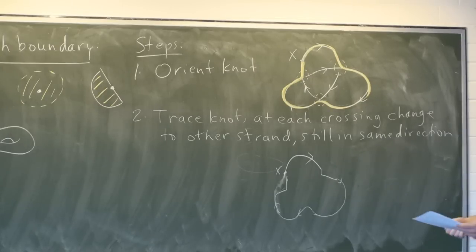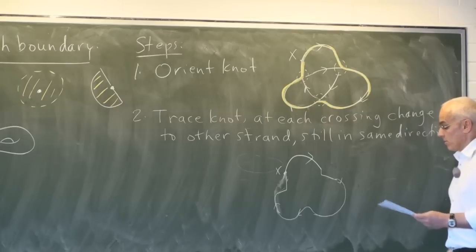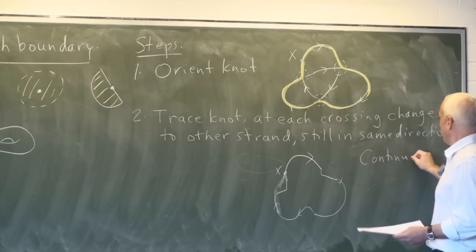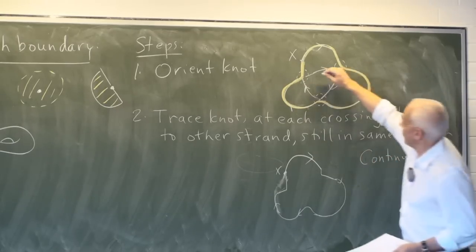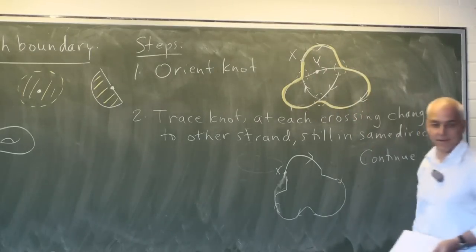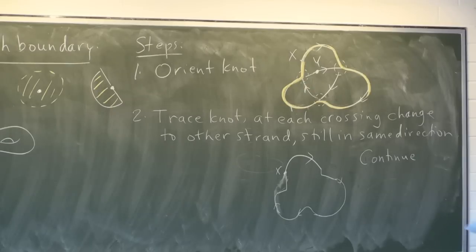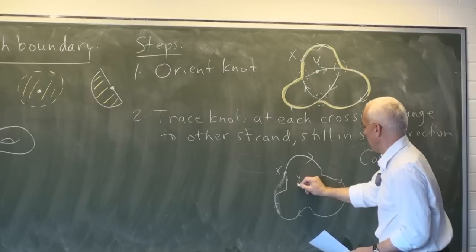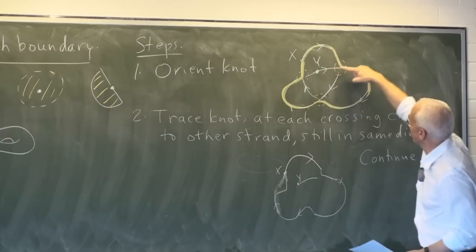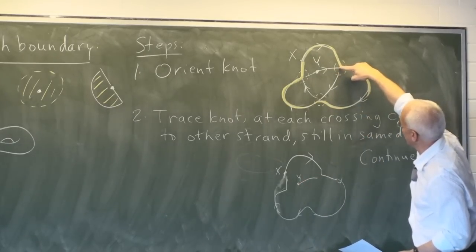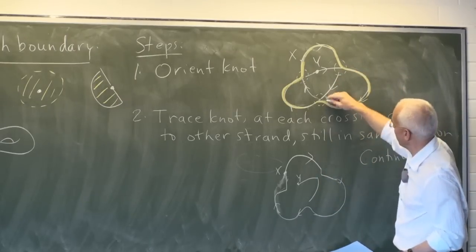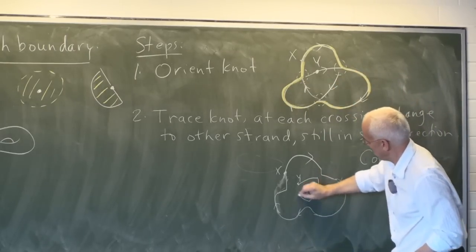All right, so now we continue. We choose another point, let's say Y, and we do the same thing for that. We head off in the direction of Y until we get to the crossing, and then we have to change to the other strand. It means we're just going to go like this. And then here we change, go back to that.